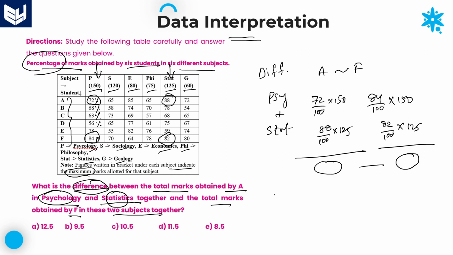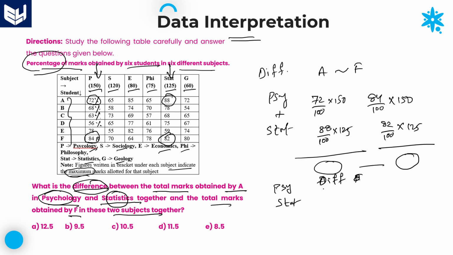Here you want the difference between A and F in psychology as well as statistics. I will do one small technique here. That is, here first I will take the psychology subject. In psychology, A value 72, F value 84. As F value is more as comparing with A, so definitely you need to take the difference between these two, as F is greater. F is greater by how much percentage?